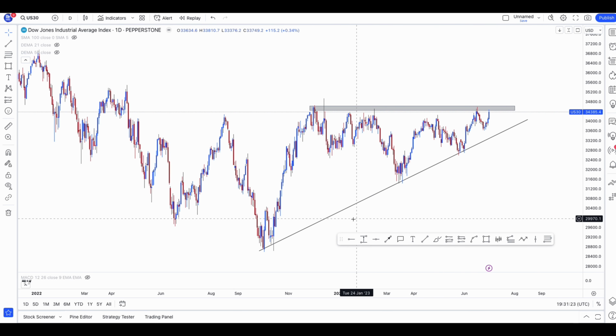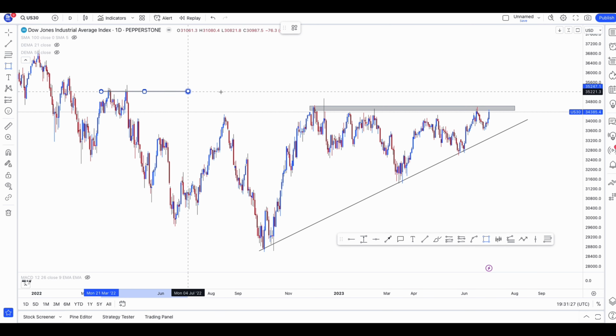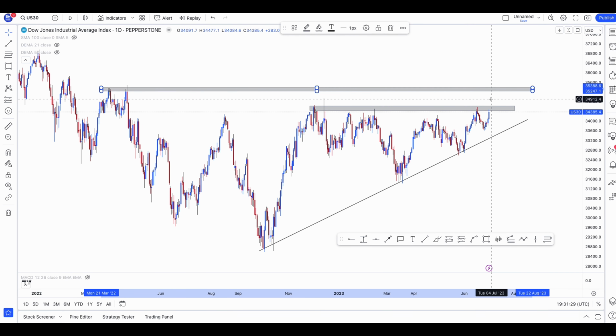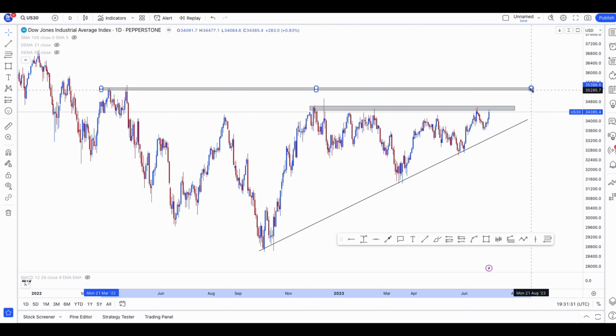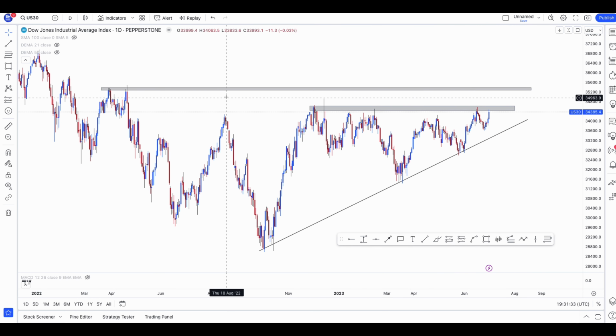I also want you to notice that the next level that the market might be going to will be this one, which is 35 300 or 400, somewhere there, that zone. It can even go further to 35 750 if it breaks this level. But let's dive deep to a smaller time frame so that we can see exactly what the market is doing.